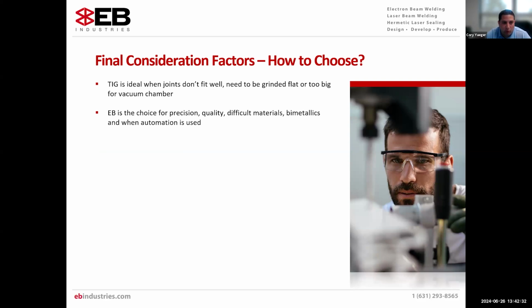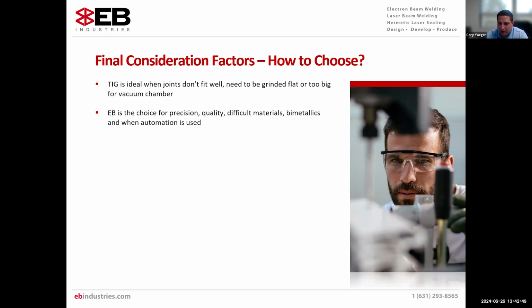So, final consideration, what do you choose? There are some occasions when TIG welding is likely a better choice. A couple of reasons would be if the joints to be welded don't fit together well, if the weld needs to be ground flat, or when the pieces to be welded can't fit inside of a vacuum chamber. In other cases, EB welding is usually the best option.